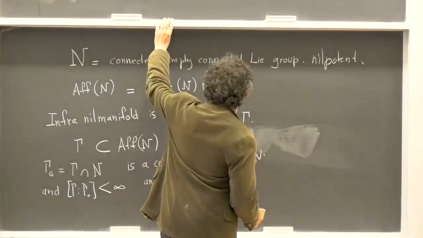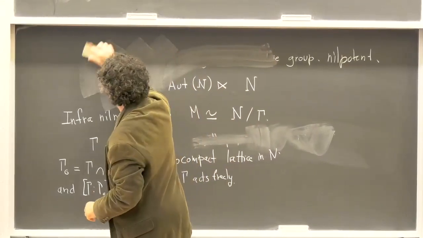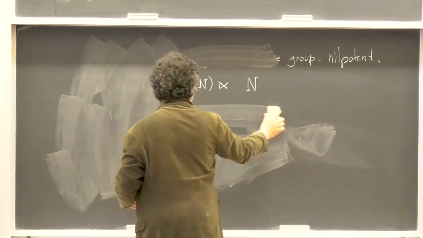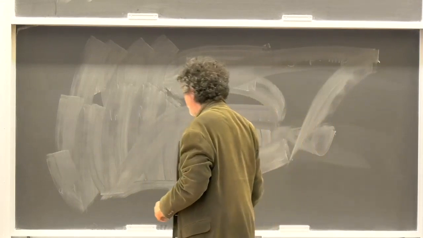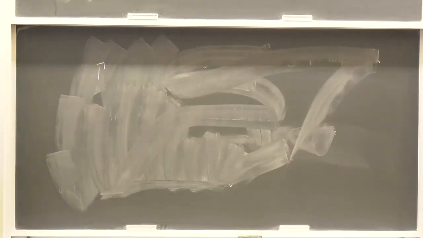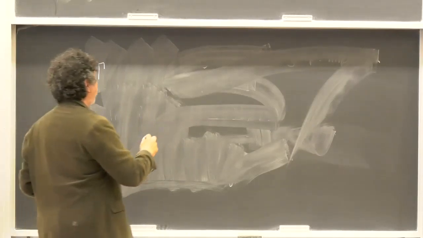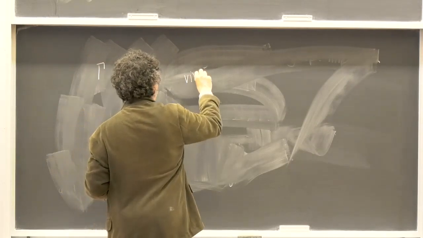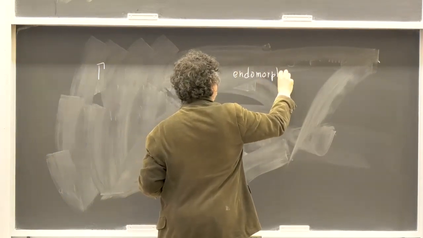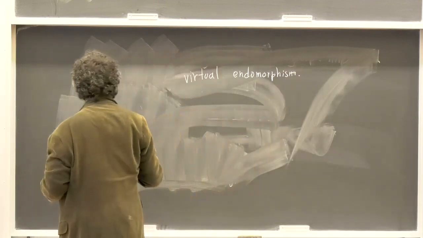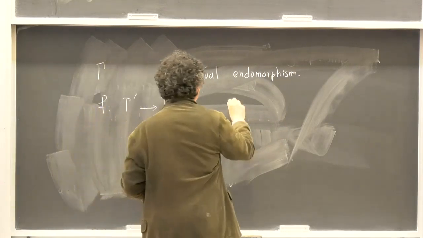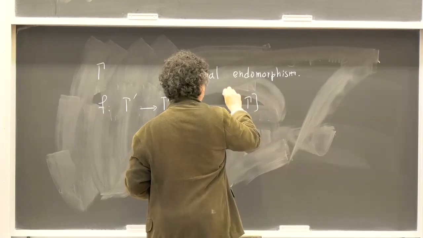Now I would like to explain what a self-similar structure is. So now you have a group gamma, and there is a notion of virtual endomorphism, which means a map F from gamma prime to gamma, where gamma prime has finite index in gamma.